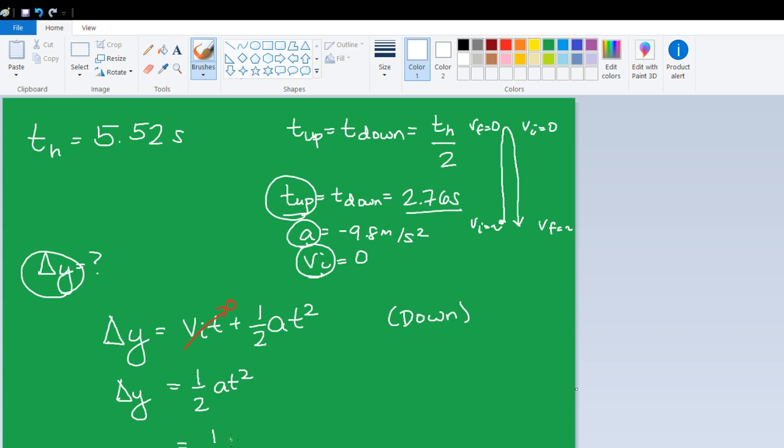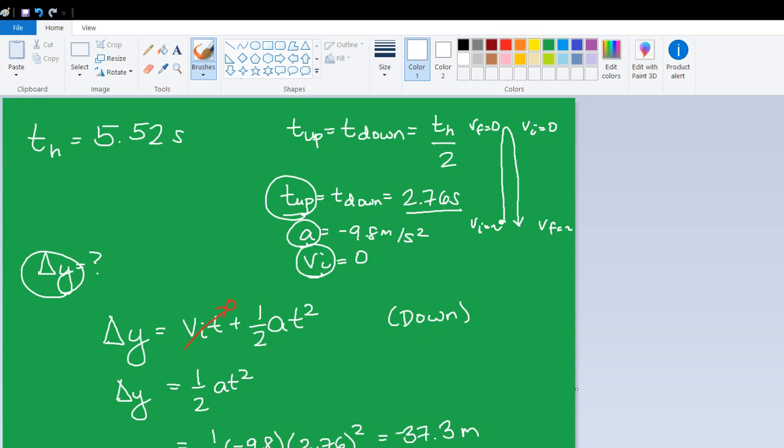We know that A is negative 9.8. We know that the time going down is 2.76 seconds, and we want to square that. So again, I'll get my calculator real quick. 1/2 times negative 9.8 times 2.76 squared gives me a value of 37.3 meters in the negative. It's negative because we analyzed the going down portion.